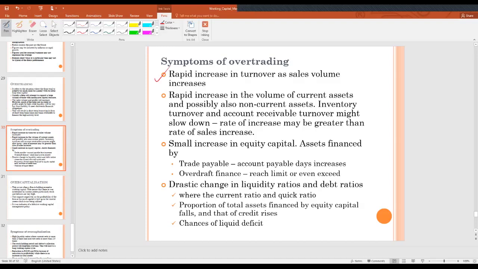So here, there is a very high increase in company sales. However, there's very little increase in company long-term finance. Where is it?